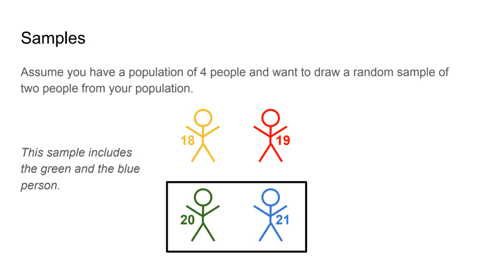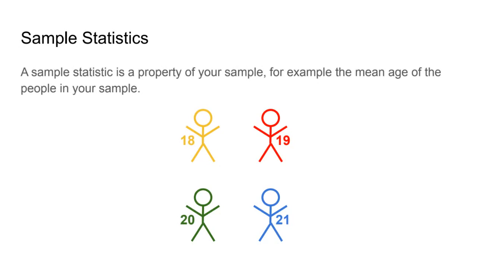Now, in addition to asking questions about individuals and what kind of properties they have, we can also ask questions about the properties of samples. And those are then called sample statistics. So a sample statistic is a property of the sample, for example, the mean age of the people in your sample.